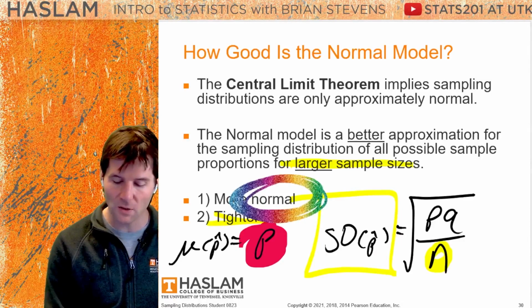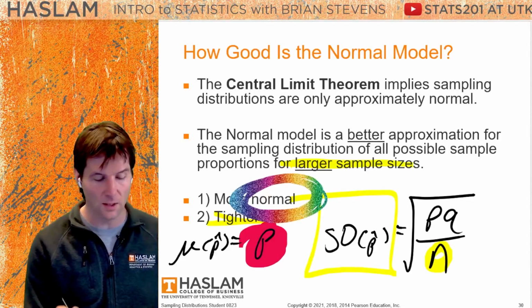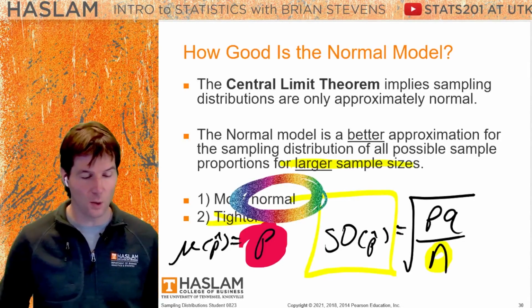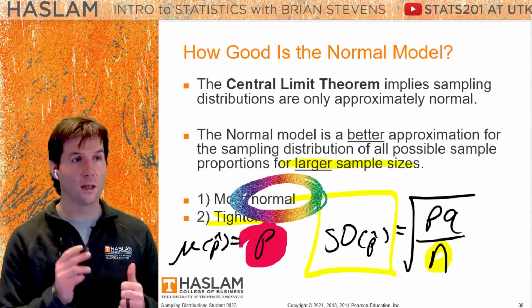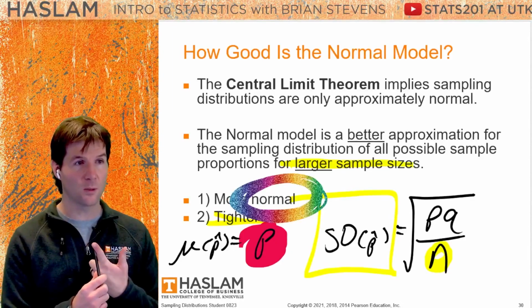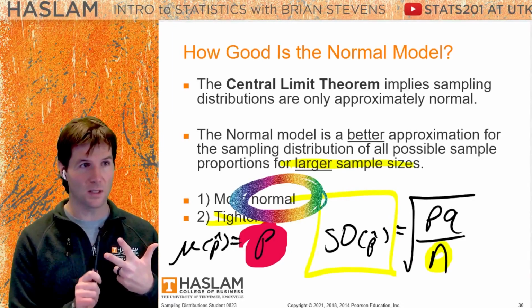If you pass all the conditions, you can now model it using the normal. The whole idea of using the normal requires you to have random data, less than 10% of your population sampled, and at least 10 successes and at least 10 failures.